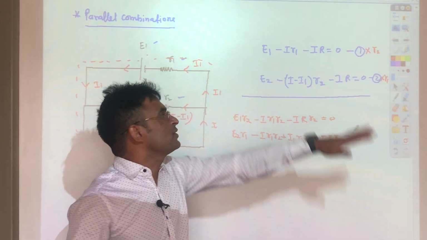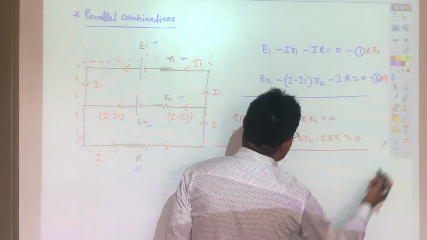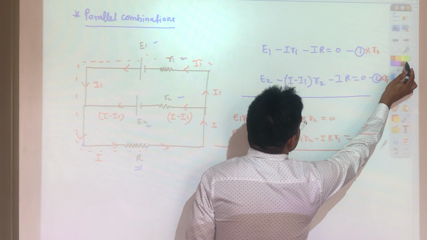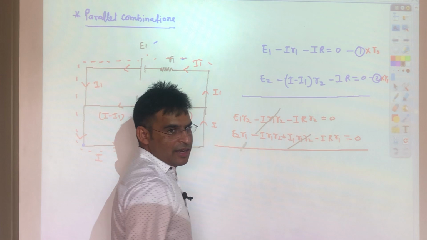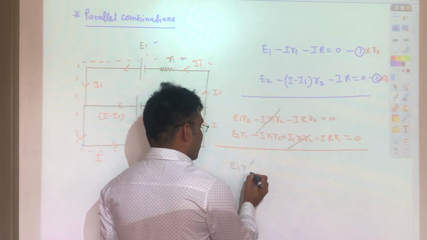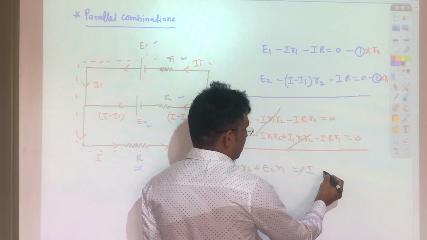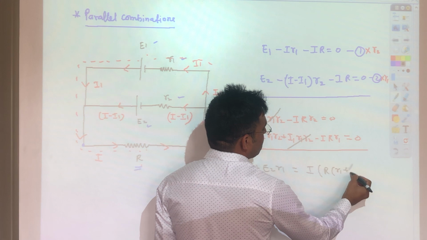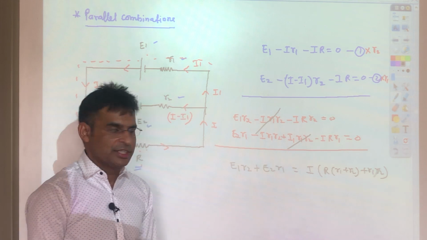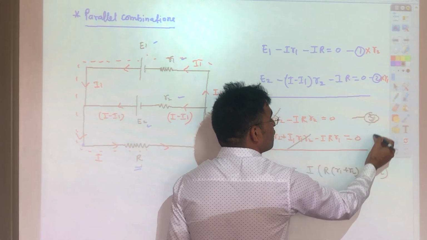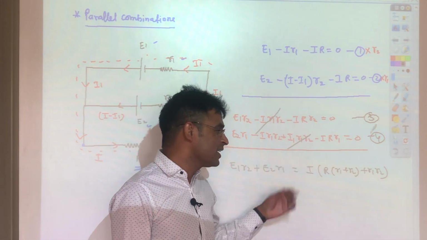So what I did: the first equation I multiplied by R2 and the second equation by R1. I got this. Now if I add these two, something will get cancelled. What will get cancelled? This one, see, this gets cancelled. And I can write here E1 R2 plus E2 R1 is equal to I times (R1 plus R2 plus R1 R2). You can solve this. I just added equation number 3 and equation number 4, something got cancelled, and I get this equation.